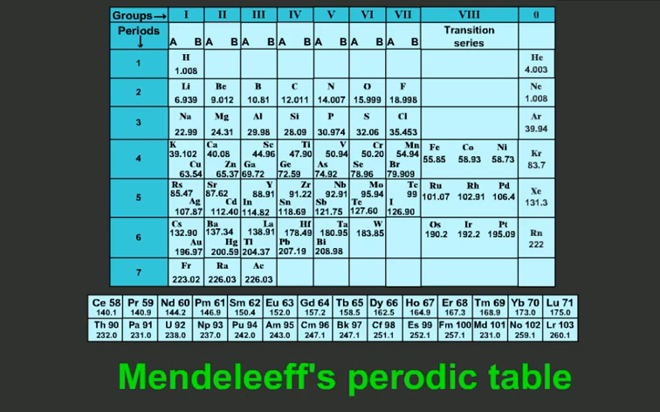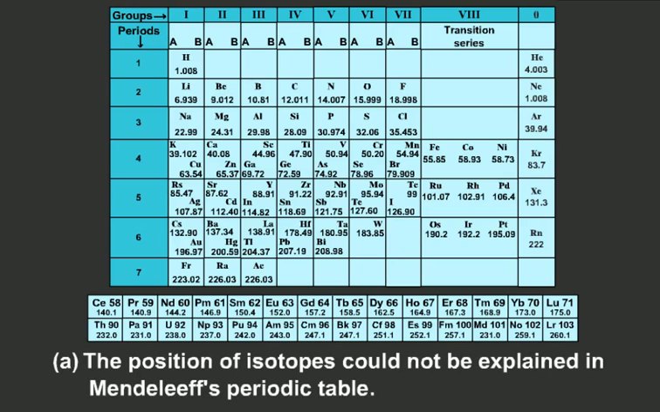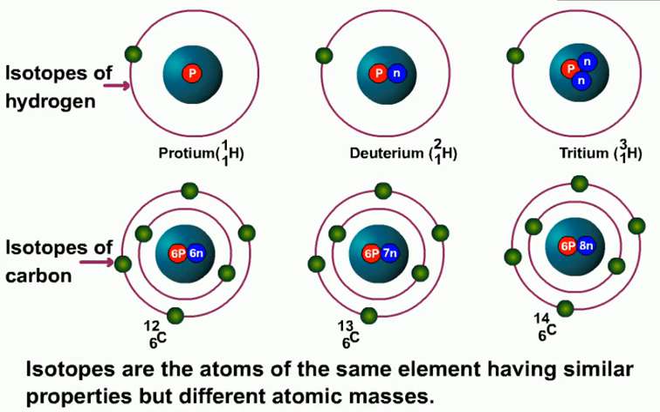Anomalies or defects of Mendeleeff's periodic table. Students, Mendeleeff's periodic table was of great help in the study of elements, but a few anomalies could not be explained on the basis of his law. 2 anomalies or defects of Mendeleeff's classification of elements are given below. Number A. The position of isotopes could not be explained in Mendeleeff's periodic table. Isotopes are the atoms of the same element having similar properties but different atomic masses.